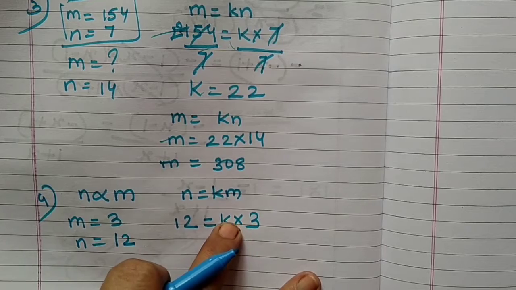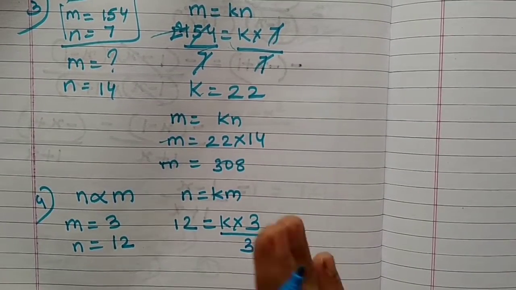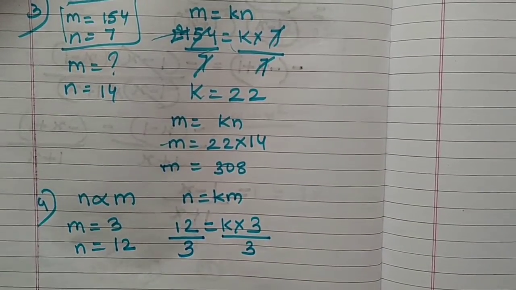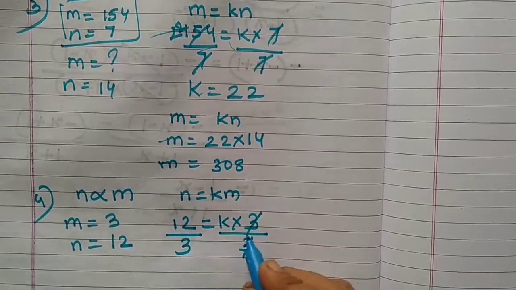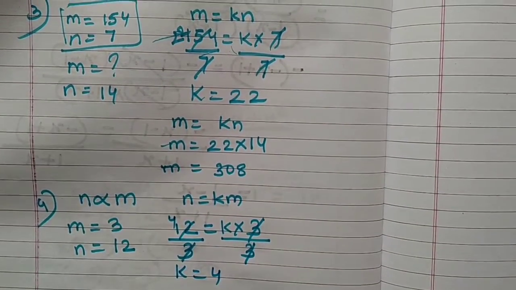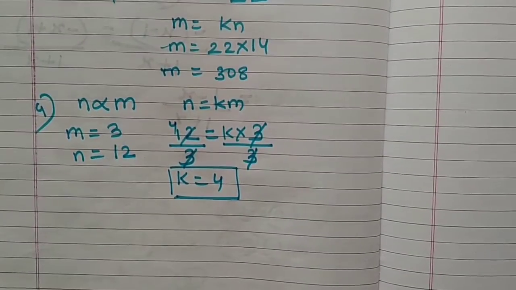How will I remove it? Yes, there is a multiplication sign. To remove 3, I have to divide by 3. So when I do the division on the right side, I have to divide on the left side also. So here the 3 will cancel. Here also it will be. So k is equal to what I got? 4. When I get this k is equal to 4, the rest of the sums become easier.